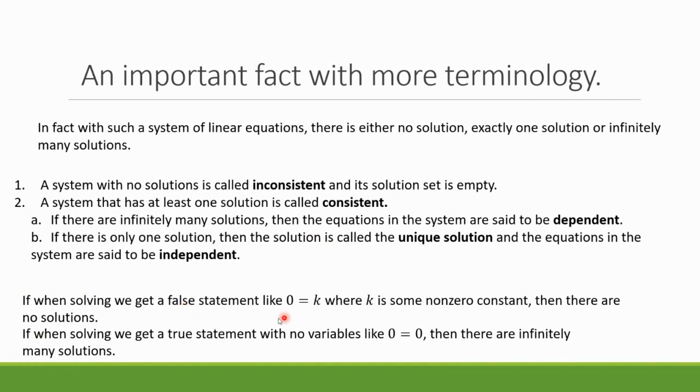Namely, if when you're trying to solve it, you get a false statement, something like 0 equals k, where k is a non-zero number, or something like 1 equals 2, a false statement that doesn't contain any variables, that tells you there are no solutions. So if you get something that doesn't make sense, like 0 equals 1, or 1 equals 2, or 5 equals 8, or 5 equals 10, then there are no solutions.